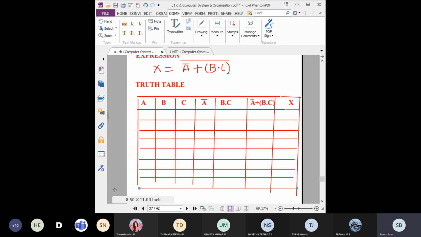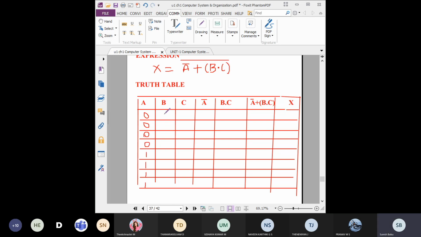Okay, we made 8 rows. So now we can write the possibilities. First, for A, totally 8 numbers are there. So first 4 are 0, next 4 are 1.